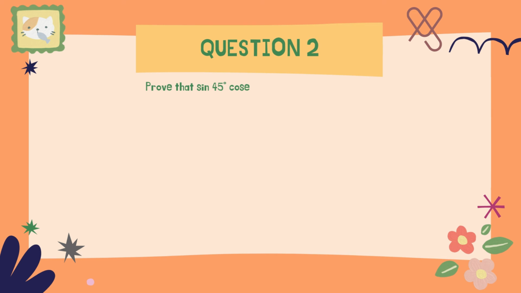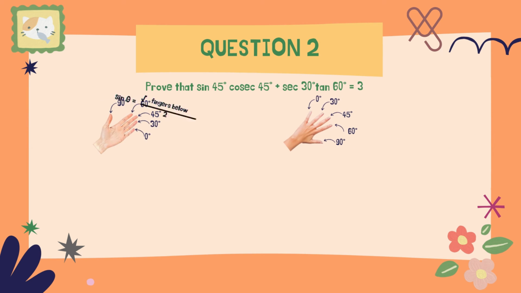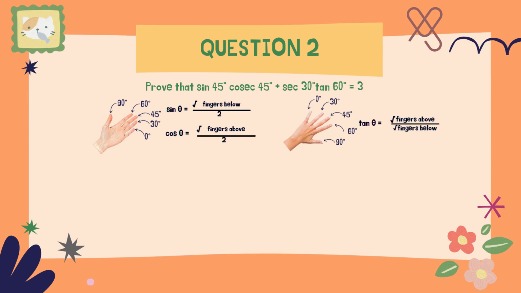Question 2. Prove that sin 45 degrees cosecant 45 degrees plus secant 30 degrees tan 60 degrees is equal to 3. Use the hand trick to find the exact values of trigonometry for sin, cos, and tan.